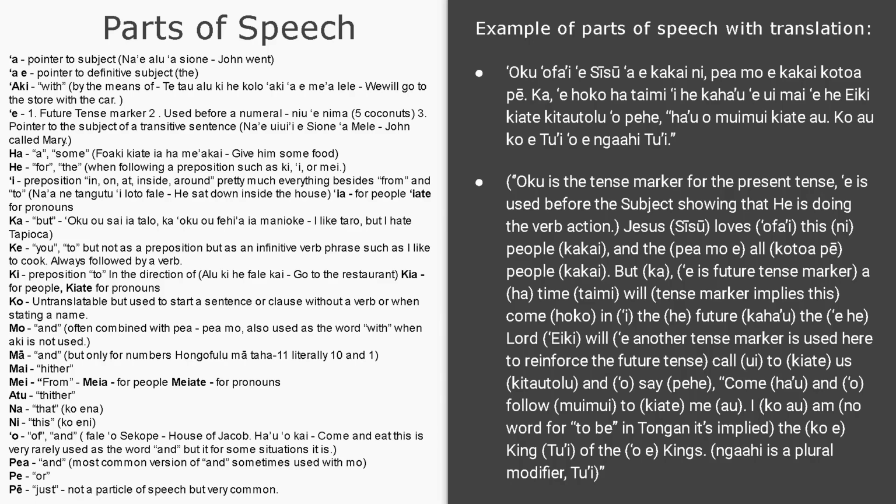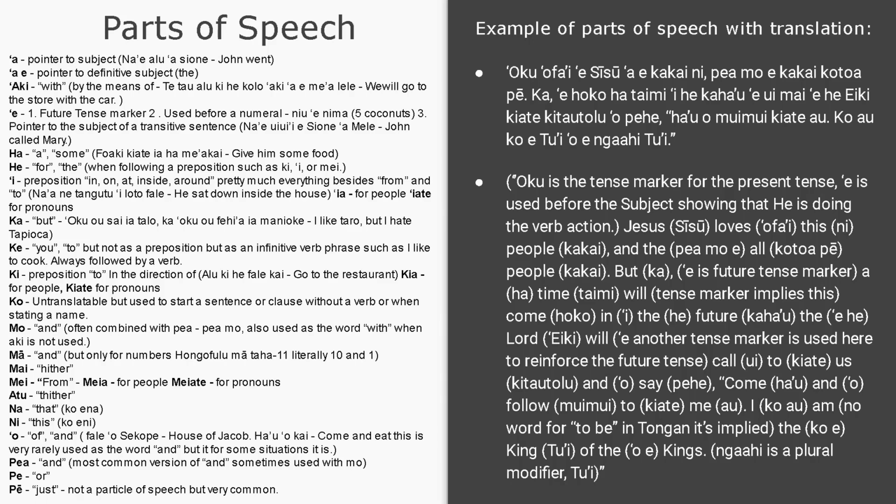More common to see pea, which is the next word down, which is and, sometimes it will be used with pea mo, and then pe is or. So let's see, what's a good sentence here. Te ke ha'u 'anai, pe te ke 'alu pongipongi. Te ke ha'u pongipongi. So are you going to come later or are you going to come tomorrow? You could ask that question.